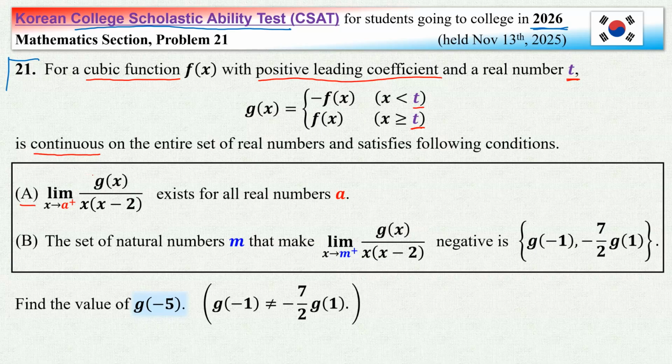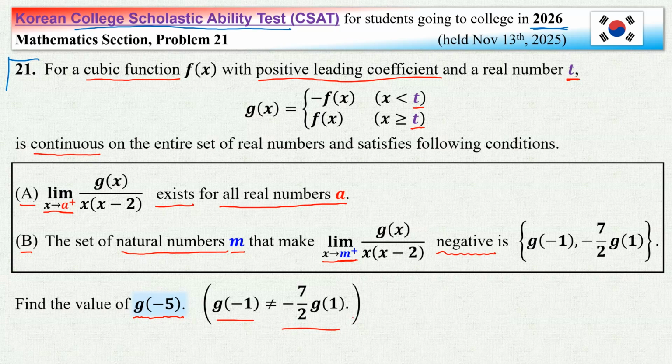Condition A: the limit of g(x) divided by x times (x minus 2) when x approaches a from the right side exists for all real numbers a. Condition B: the set of natural numbers m that make the limit of g(x) divided by x times (x minus 2) as x approaches m from the right side negative is a set with two elements, g(-1) and -7/2 times g(1). Find the value of g(-5). And of course, these two elements from the set in condition B are different.